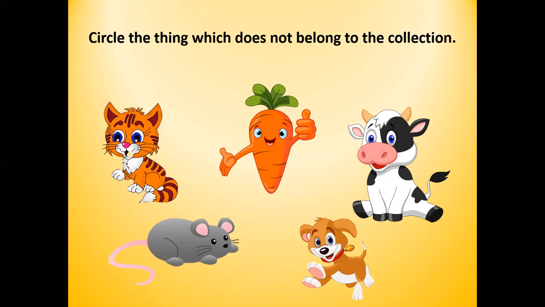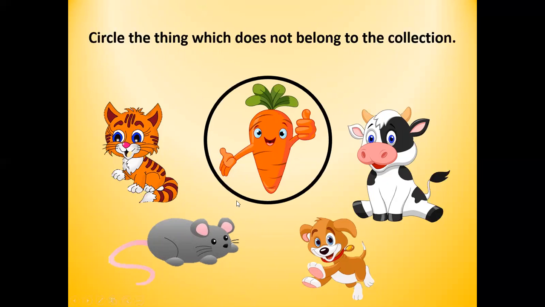Okay, look at this picture. Here are some objects. Here is a cat. Cat is an animal. Mouse is an animal. Dog is an animal. Cow is an animal. But carrot is not an animal. Right. So carrot does not belong to the other objects. So we will circle it.